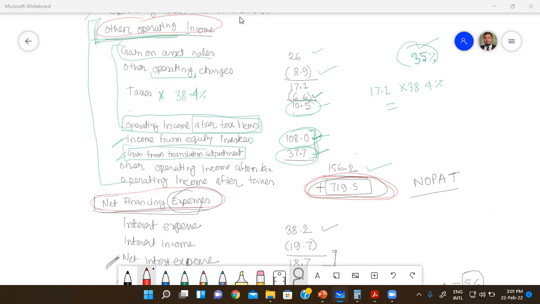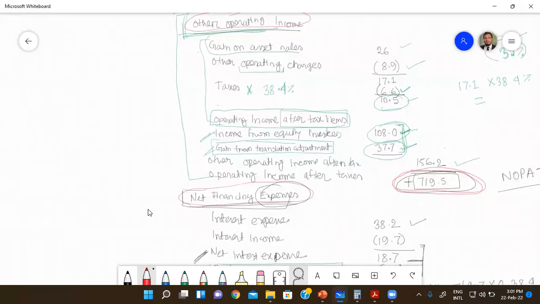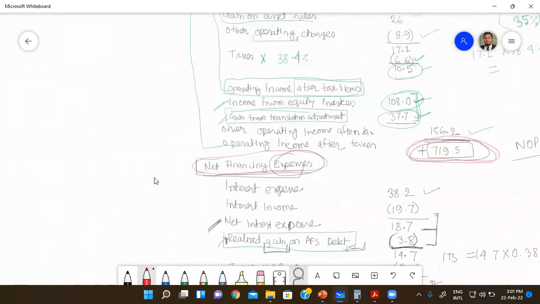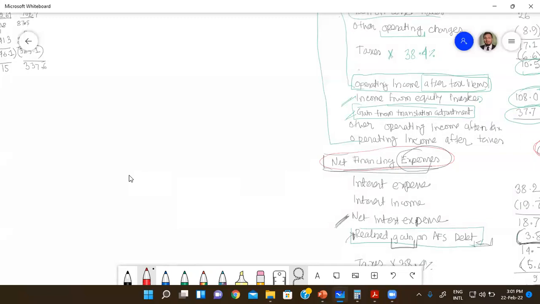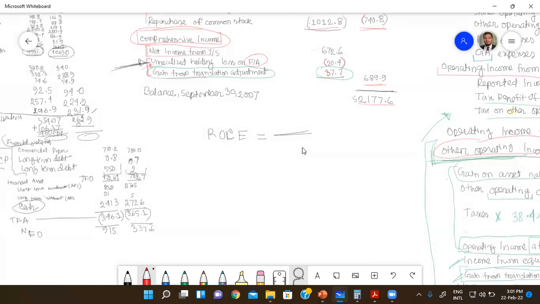You have mentioned that after tax net operating income, fine. We have operating income from two sources, from sales and other operating income. And from both sources, we combinedly get 719.5. Okay. So now the question is, what is our numerator here? Return on common equity. Should the numerator be the operating income or the finance income or both?